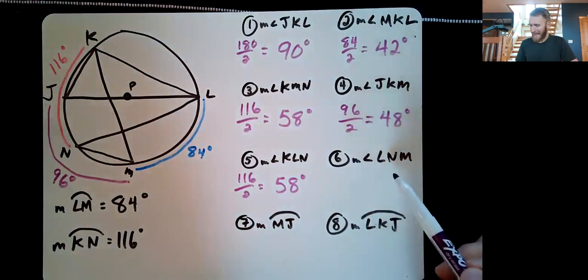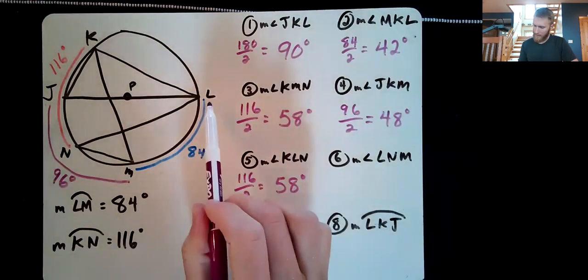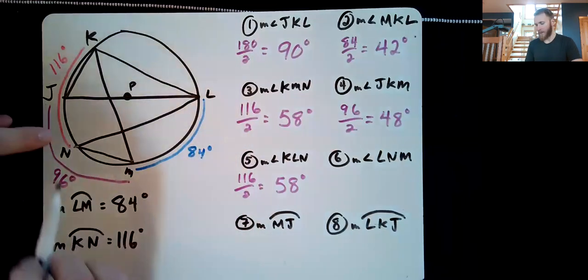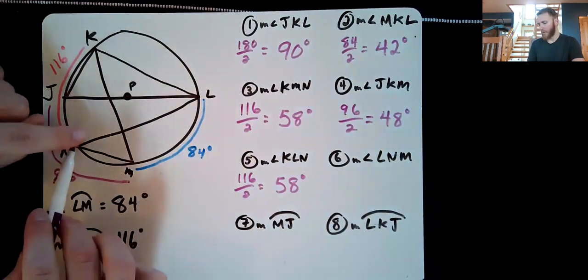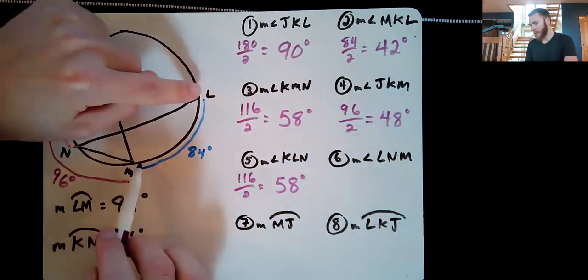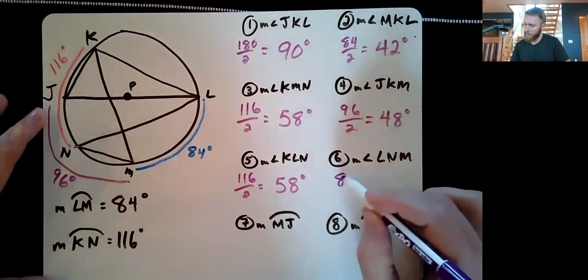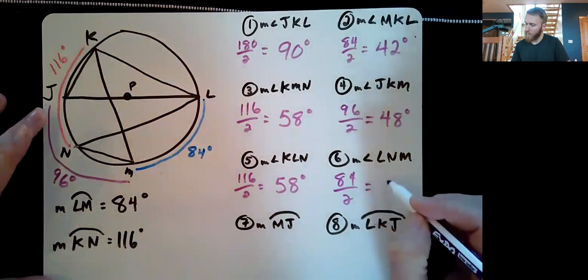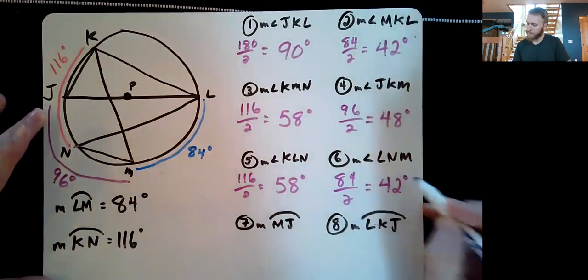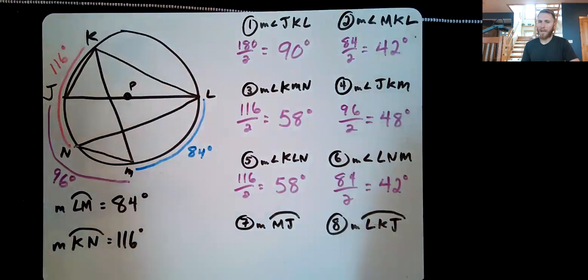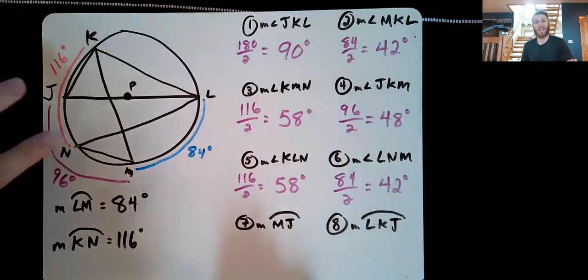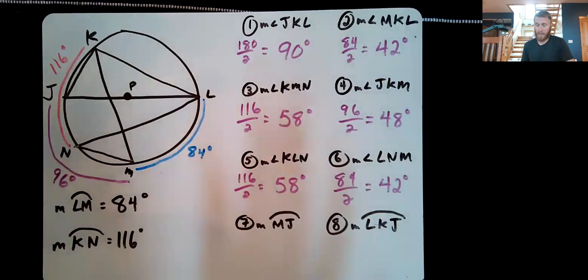Measure of angle LNM. So the vertex at N traced to L and M, you get an inscribed angle that again intercepts 84. 42 degrees. So if you piece it out bit by bit, it's not actually that complicated. You're able to complete it. It's just about chunking it down to smaller pieces instead of looking at this big diagram and saying, oh, that's crazy.